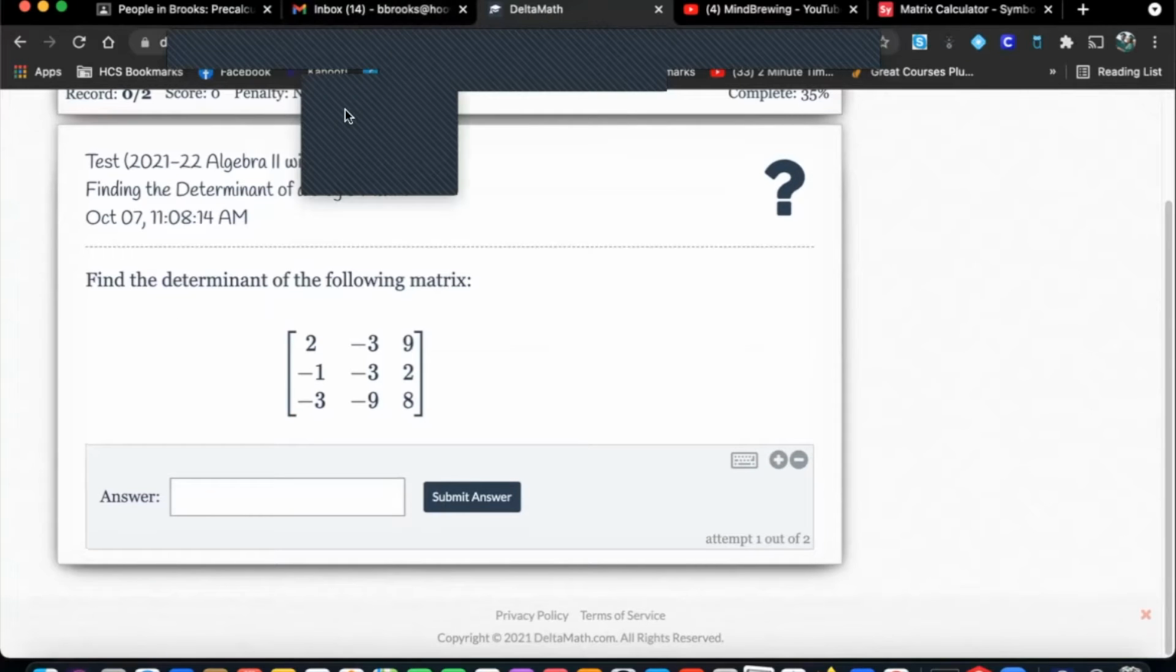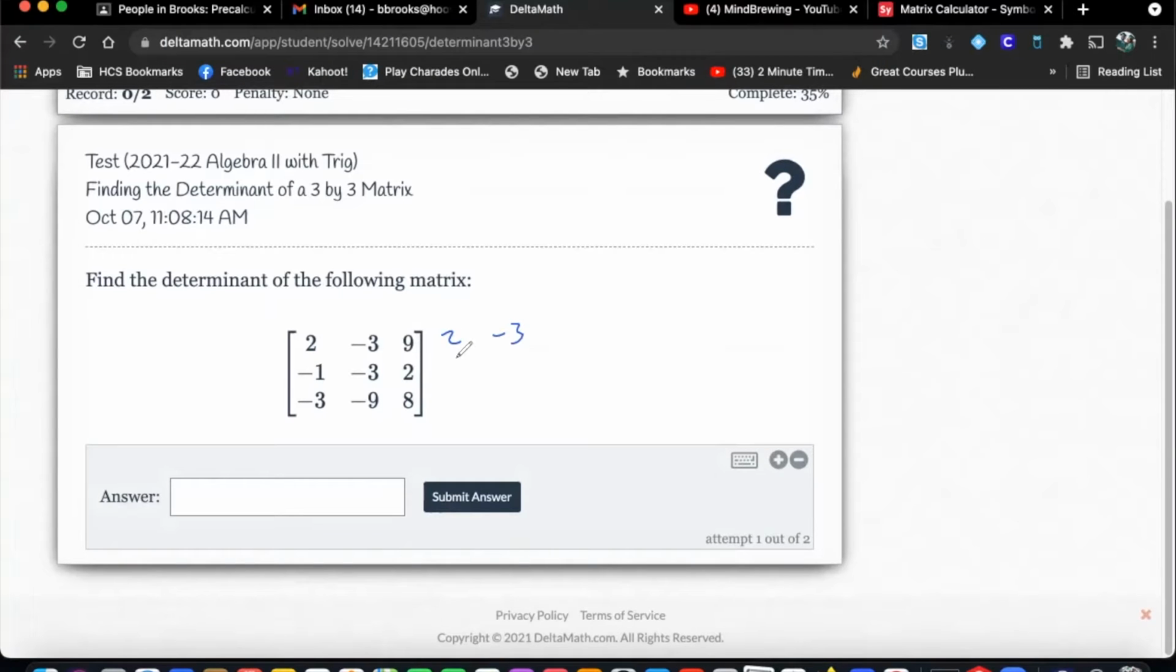The way that I think is one of the easiest ways to do these problems is to just rewrite the next two lines. So 2, -3, -1, -3. And in the videos I gave you a couple of different ways to do it, but this one makes the most sense to me.